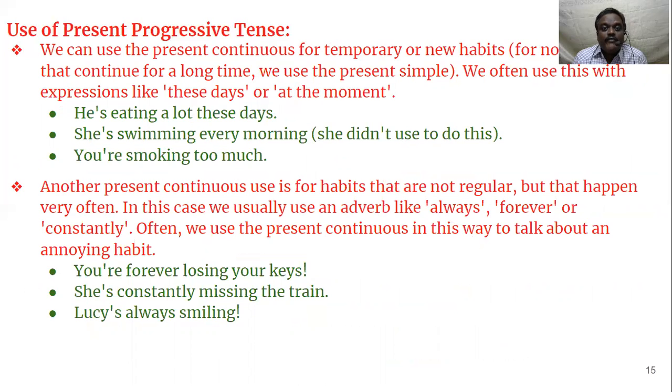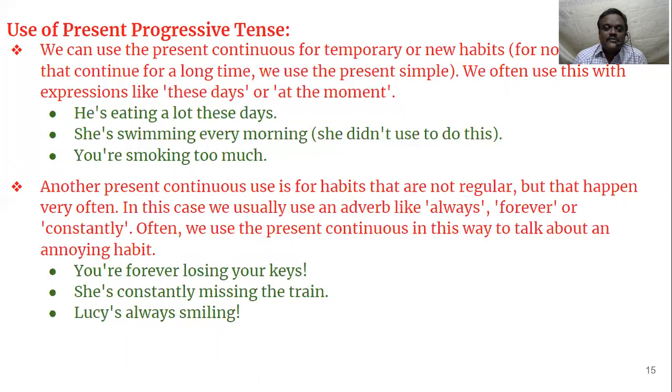She is swimming every morning. She didn't used to do this. Every morning she is swimming, maybe for 3 or 4 days. But maybe I'm not very sure she will continue for many days. She is going to stop in 2 or 3 days. You are smoking too much nowadays. You smoke too much, that is permanent. You are smoking too much is temporary.